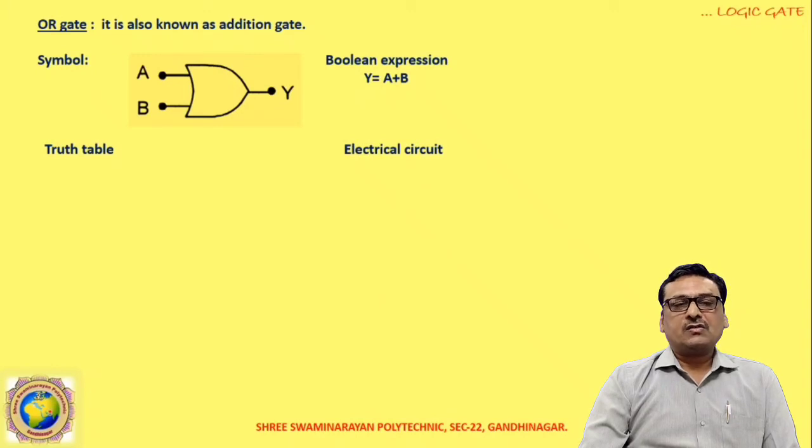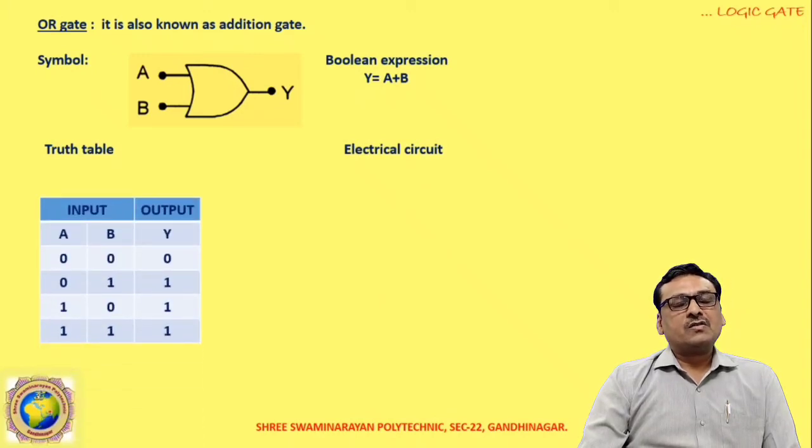So here is A and B. 0 0, so 0 plus 0 means 0. 0 plus 1, the second possibility, is always 1, and 1 plus 0 also gives 1. And 1 plus 1, not in the mathematical way, which is 2, but in the logical way, it is 1. So this will create the output 0 1 1 1.